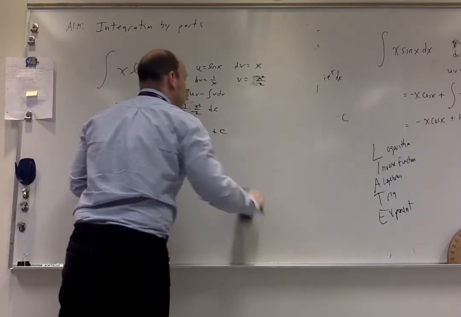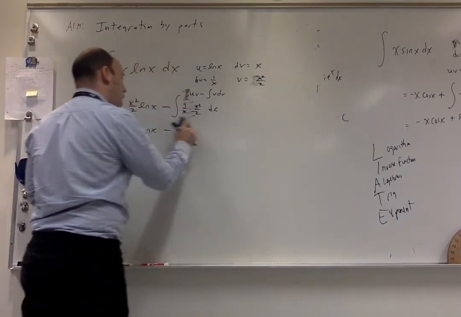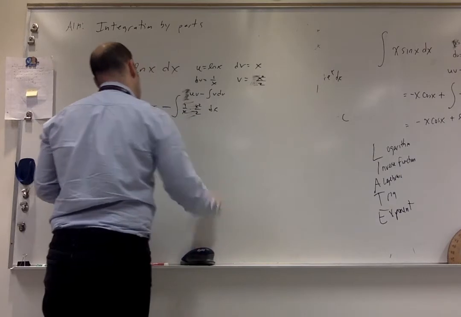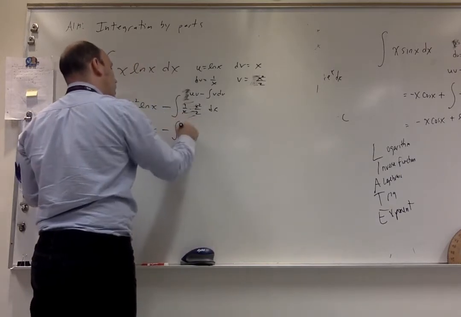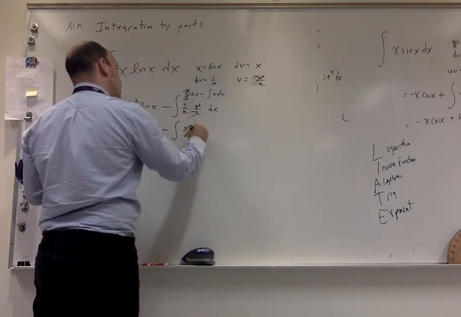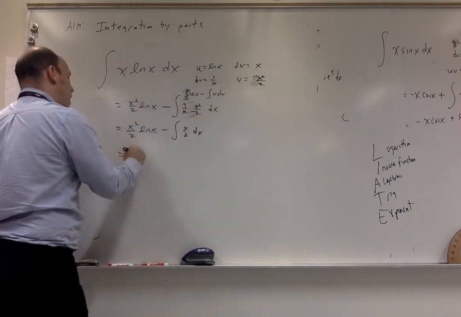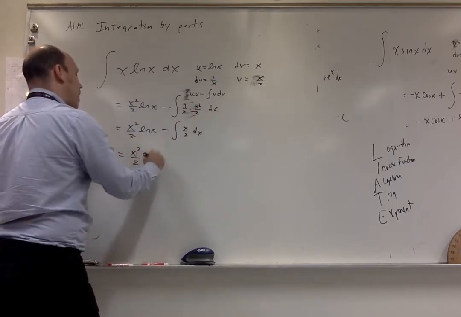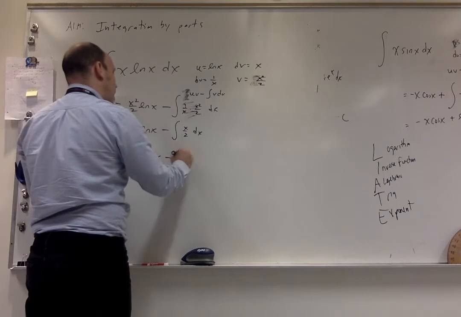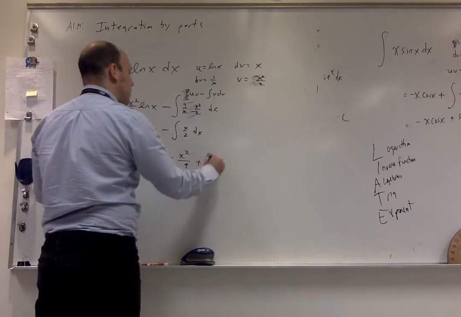No, that's wrong. I apologize. It's the integral of x over 2 dx. Final answer: x over 2 ln of x minus x squared over 4 plus c.